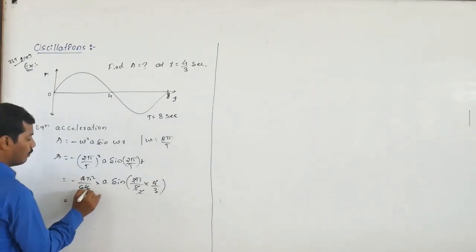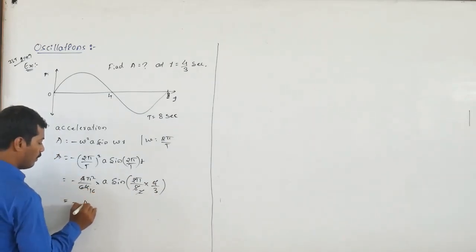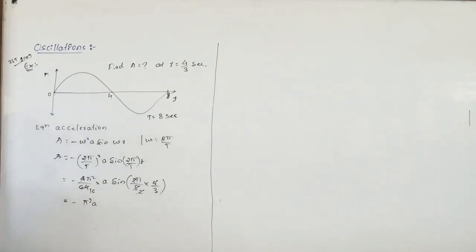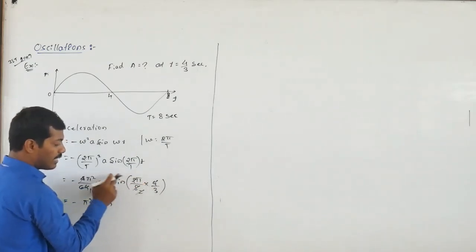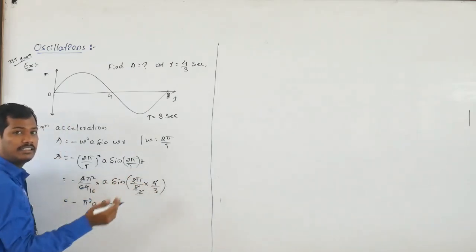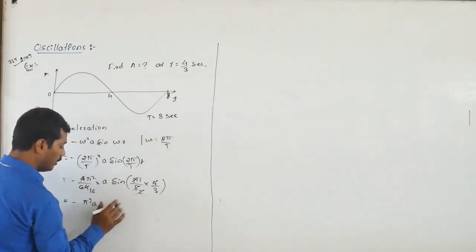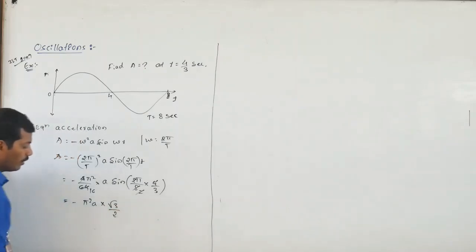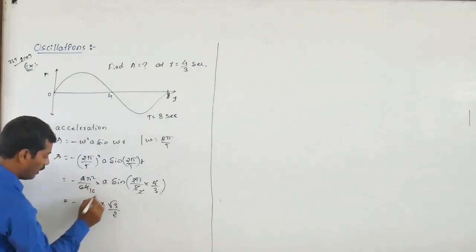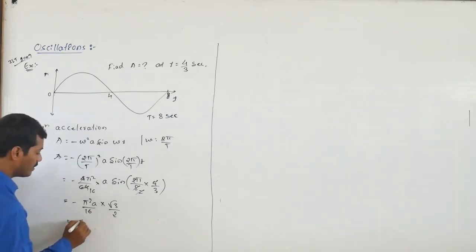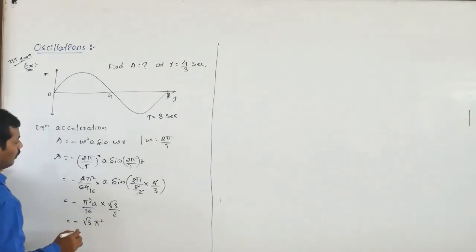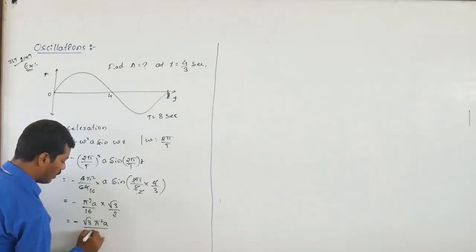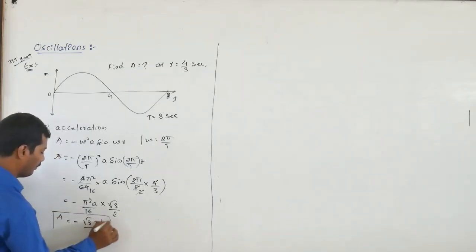Then again 4 over 64 is 1 over 16, so minus pi square into A, then sine of pi by 3. Sine pi by 3 is sine 60 degrees, which is root 3 by 2. With root 3 by 2 it becomes pi square A divided by 16. The direct form is root 3 times pi square into A divided by 32 as the acceleration.